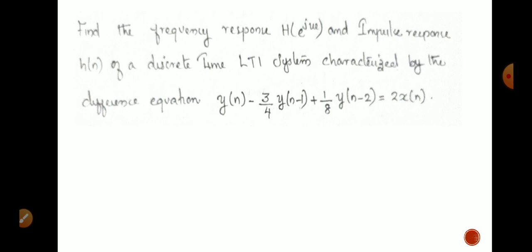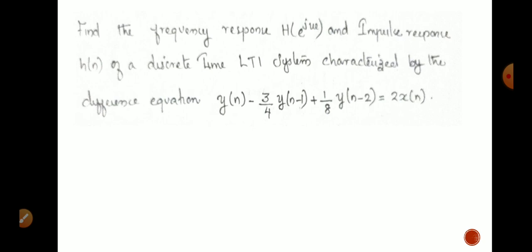and impulse response of a discrete time LTI system characterized by the difference equation y of n minus 3 by 4 y of n minus 1 plus 1 by 8 y of n minus 2 equal to 2x of n. This question is similar to the second question we have discussed. Here we have to find the frequency response and impulse response of the given discrete time LTI system.